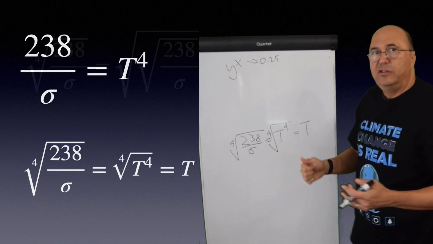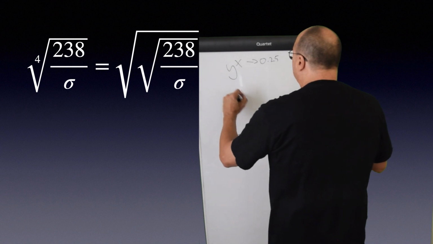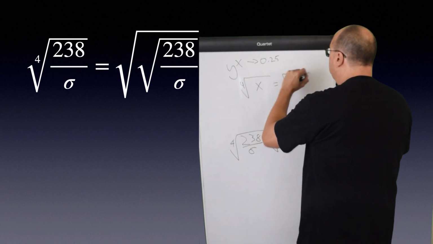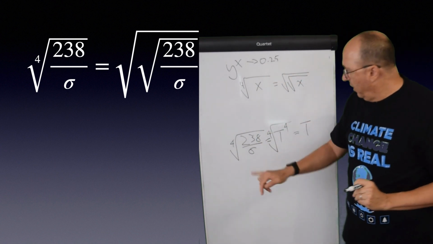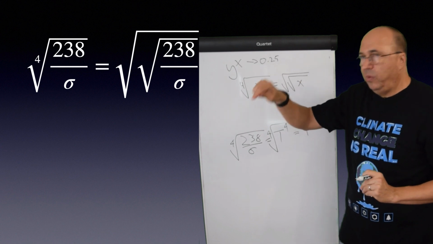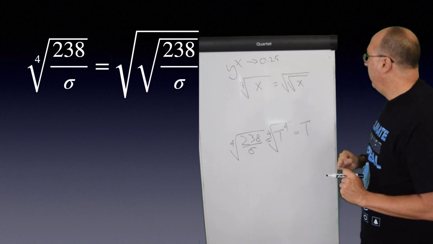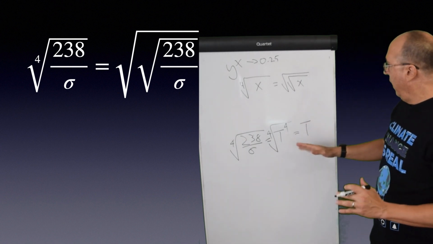The other way to do it, in fact the way I do it, which is quite a bit faster, is that the 4th root of x is equal to the square root of the square root of x. So you just take 238 over sigma, you hit the square root button, and then you hit the square root button again, and that will give you the right answer. So either of those things work, but make sure you know how to do that.